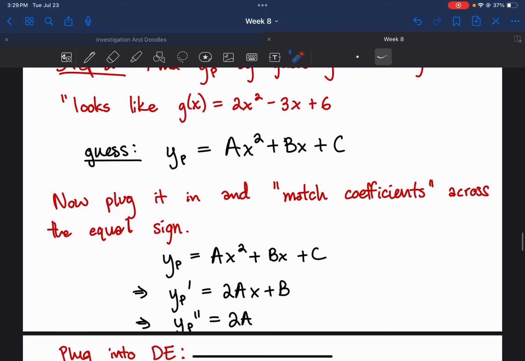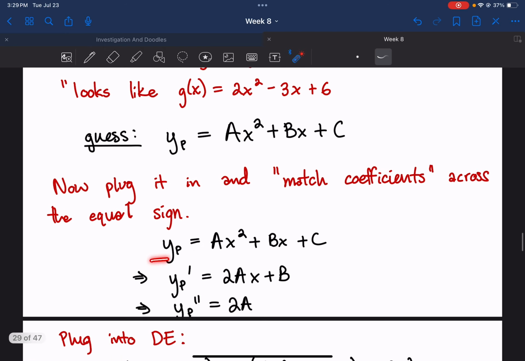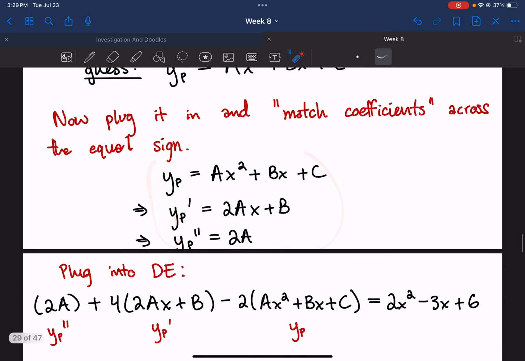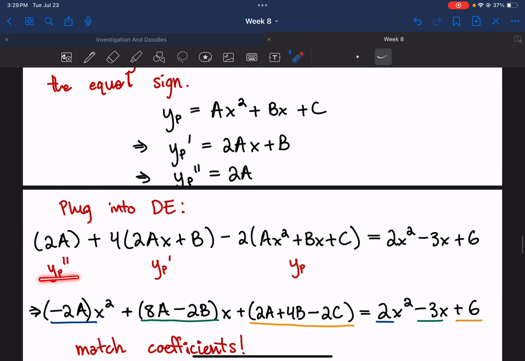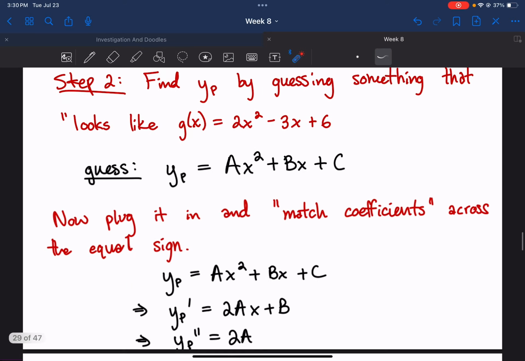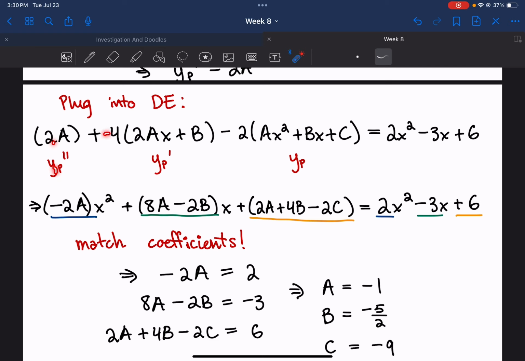So y p is ax squared plus bx plus c, which means the first derivative is 2ax plus b, c goes away, and the second derivative is just 2a. So these are my y, y prime, and y double prime. I plug that into the differential equation. You're going to get 2a plus 4 times whatever y prime is, minus 2 times whatever y is. 2a plus 4 times this, minus 2 times this, equals, this is g of x.